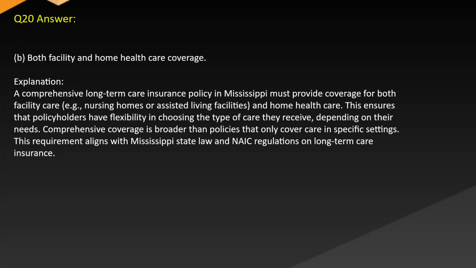Answer: B. Both facility and home health care coverage. Explanation: a comprehensive long-term care insurance policy in Mississippi must provide coverage for both facility care, e.g., nursing homes or assisted living facilities, and home health care. This ensures that policyholders have flexibility in choosing the type of care they receive depending on their needs. Comprehensive coverage is broader than policies that only cover care in specific settings. This requirement aligns with Mississippi state law and NAIC regulations on long-term care insurance.